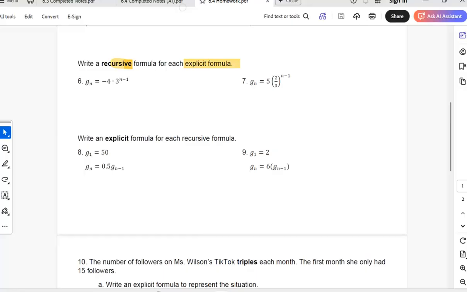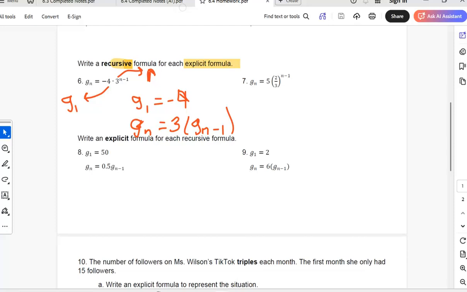If it's in the explicit formula, the number that doesn't have the exponent is your first term. So this would be your G1. The number that does have the exponent is your ratio. So if we wanted to write the recursive formula, we would say G1 equals -4, and Gn equals, we would put our ratio, and then Gn minus 1.